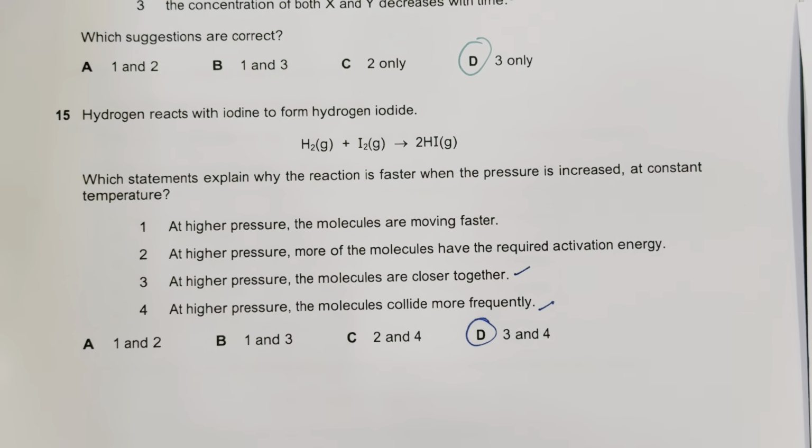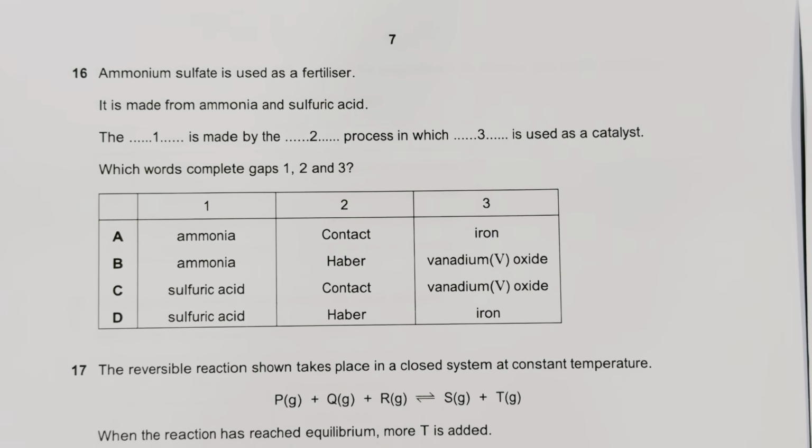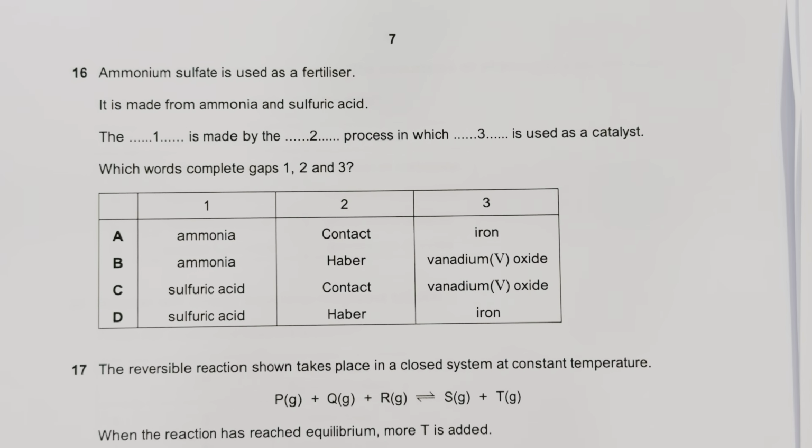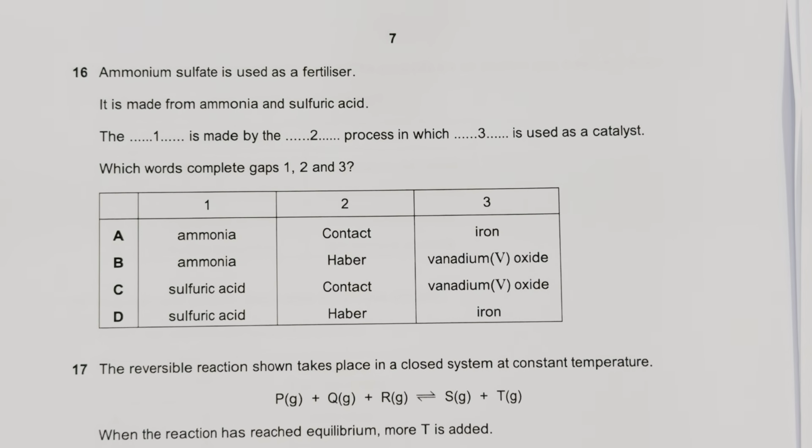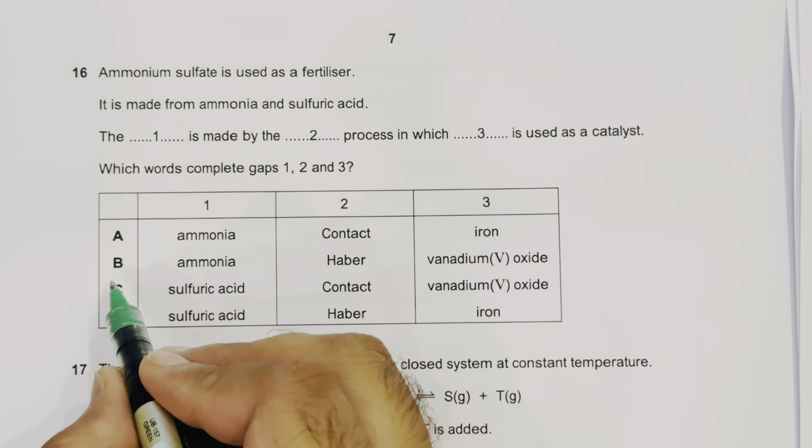Moving to question number 16. Ammonium sulfate is used as a fertilizer. It is made from ammonia and sulfuric acid. The first substance is made by the second process, in which the third substance is used as a catalyst. We know that this is the example of the contact process. So sulfuric acid is made by the contact process, and vanadium pentoxide is used. So option number C is the right combination over here.